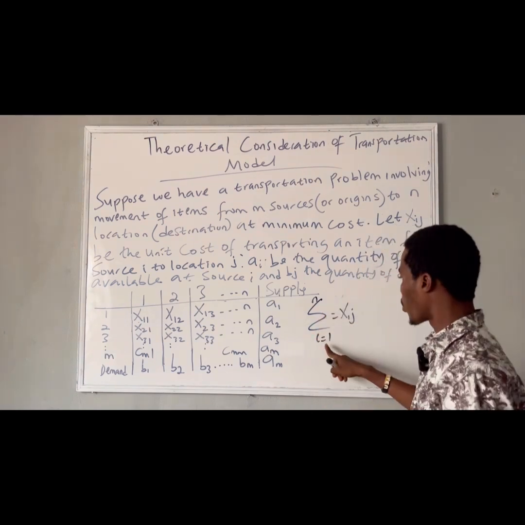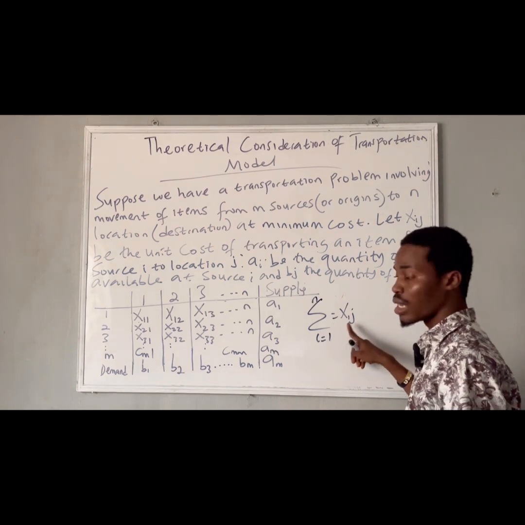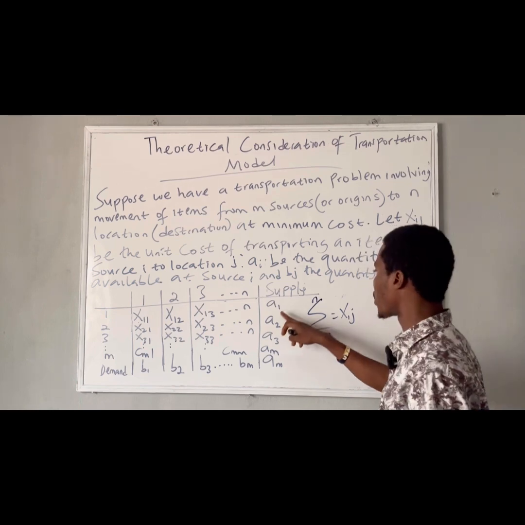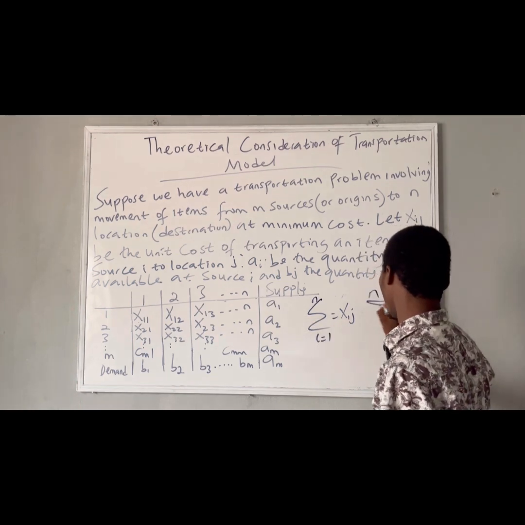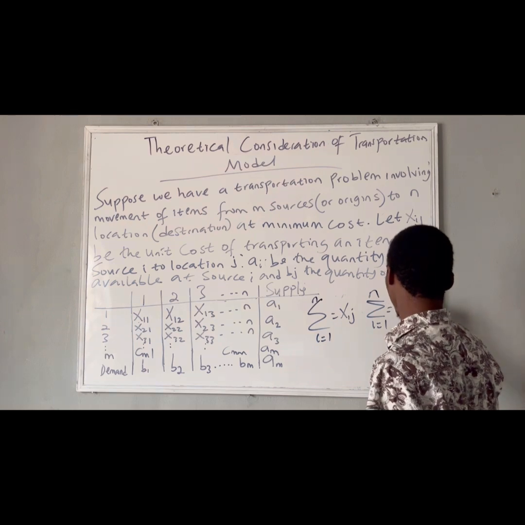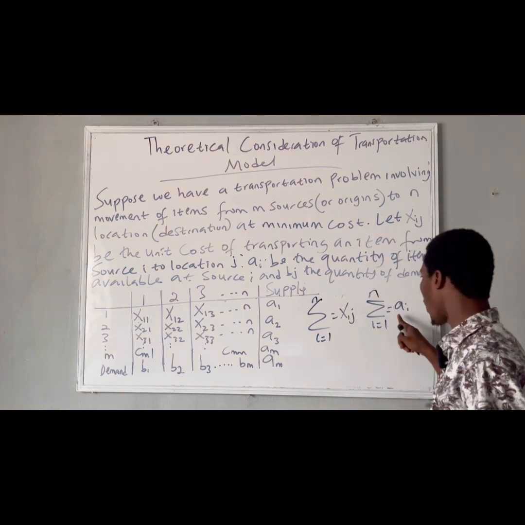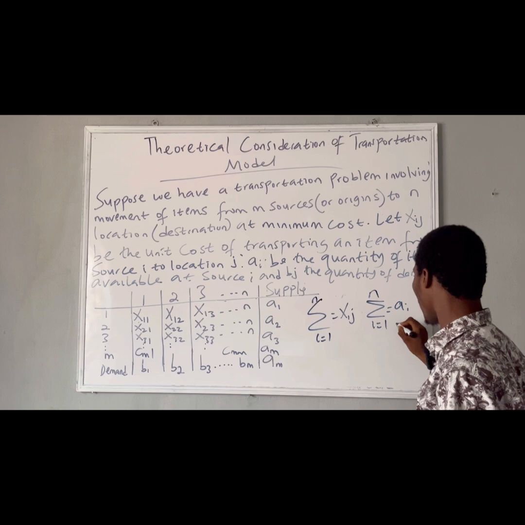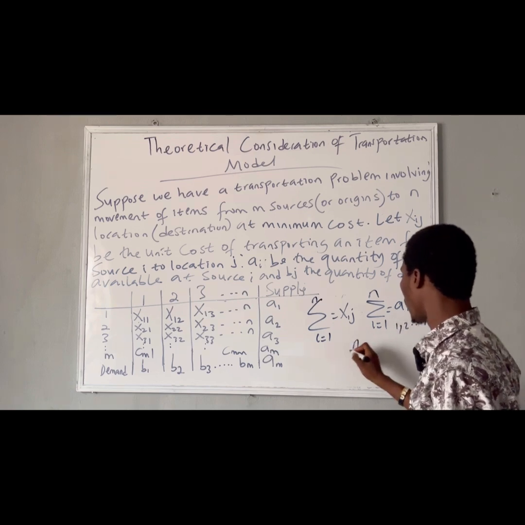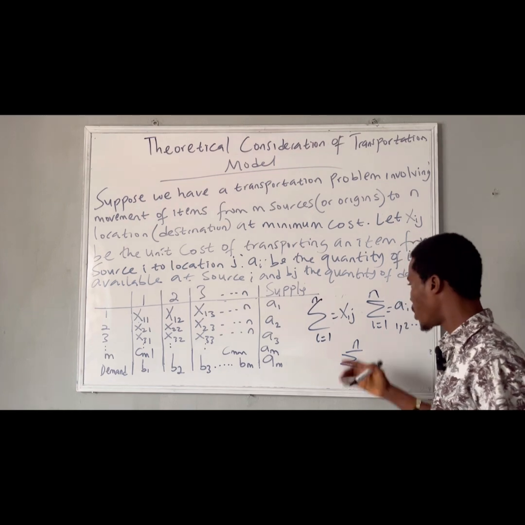So this summation means our I is what? S11, S12, S13. If it is for A1, we have the summation of this, I is equal to 1, Ai. It means our I can be 1, 2, and so on. So this is our programming model of this.